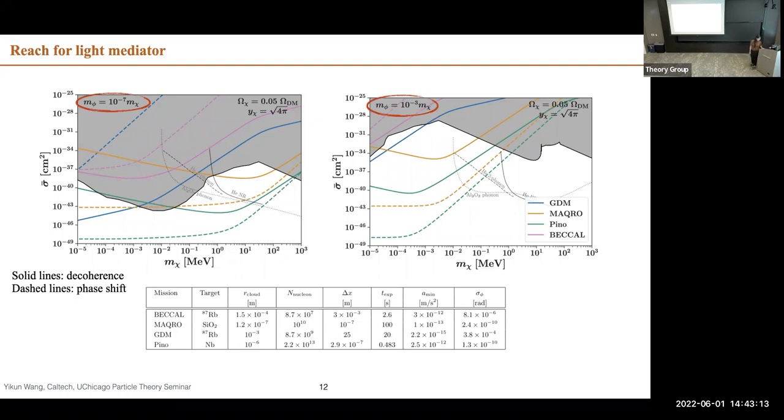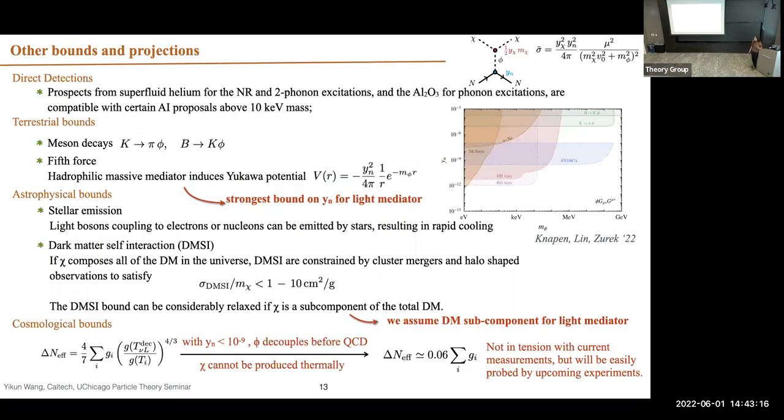Right, so next slide is kind of housekeeping on what kinds of bounds we consider on top of our sensitivity. I don't think I have time to go through all this, but basically we consider direct detections, as we showed as lines on the ridge plot, and we consider terrestrial bounds, and the most severe bound is actually from the fifth force. I think it's from Casimir force experiments, and that basically excludes a lot. This plot is taken from this paper here, as a function of mediator mass because we consider a light mediator. So the strongest bound is actually from the fifth force, and that is why you see that huge gray region ruled out. And we also consider astrophysical bounds.